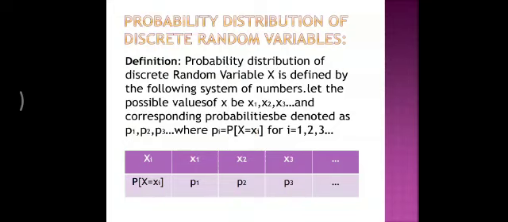From this we can say for every xi there will be only one probability, and that will be denoted by pi. That means for x1 there will be p1, for x2 there will be p2, and so on.